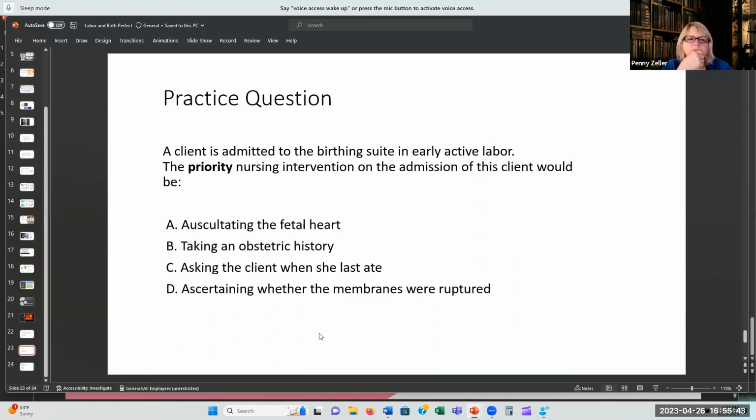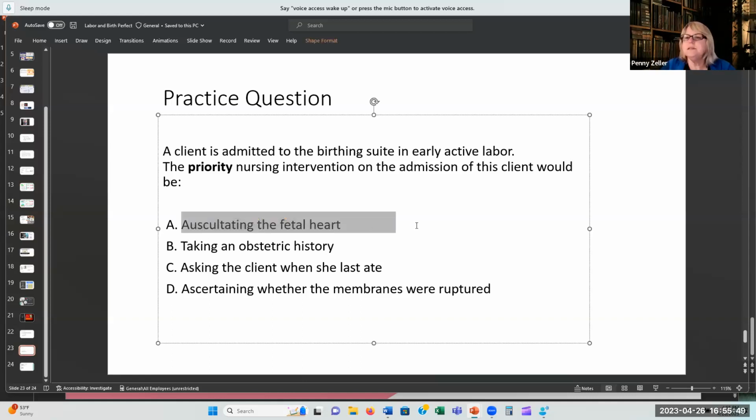Is it A? Yeah, we need to assess the condition of the fetus. We definitely need to know the fetus is doing fine. The rest of them can wait till you get mom all hooked up, check her out. Then you can do history, ask her when she last ate, do her vaginal exam. But I think we need to know right away what the fetus is doing in labor.